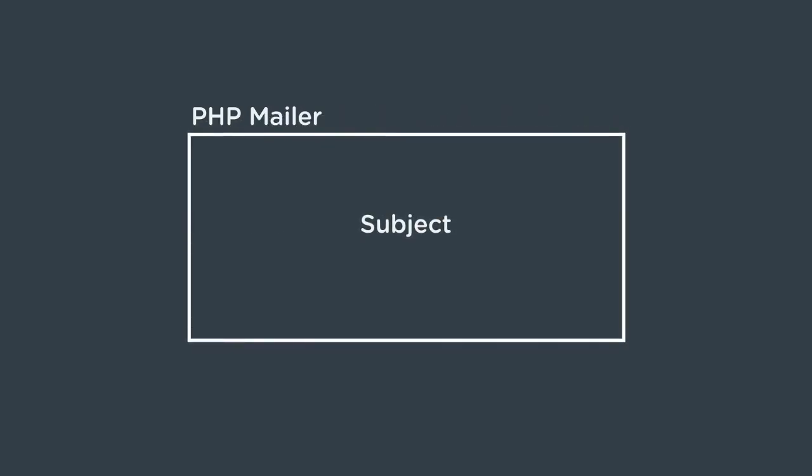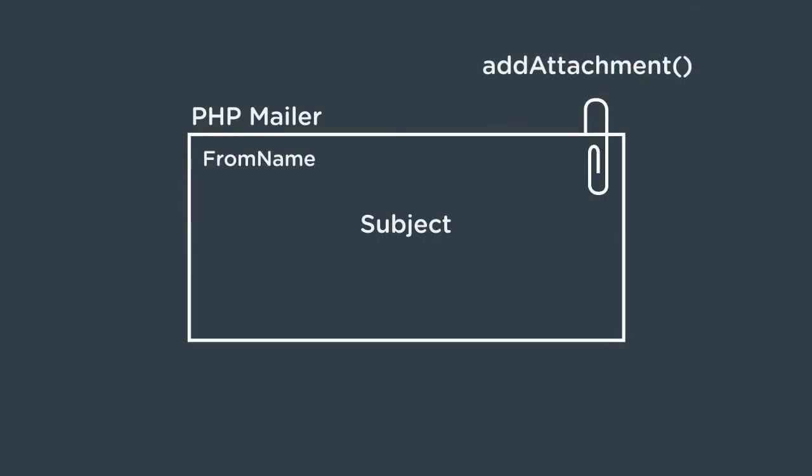PHP mailer objects have properties like email subject and from address. They also have methods like add attachment and send. Remember that a hyphen and a greater than sign, two characters that together look like a single arrow, are used with objects. Let's say we have a PHP mailer object called mail. We can access the properties in that object by specifying the object name, the single arrow, and then the property name. We can call a method on that same object by specifying the object name, the single arrow, and the method name followed by two parentheses.